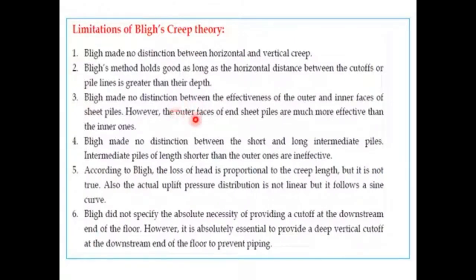But it is found that the outer faces of the end sheet piles are much more effective than the inner ones. He made no distinction between the short and long intermediate piles. Intermediate piles of length shorter than the outer ones are generally ineffective. According to Bligh, the loss of head is proportional to the creep length, but it is not true. The actual uplift pressure distribution is not linear, but it follows a sine curve. And Bligh did not specify the absolute necessity of providing a cutoff at the downstream end of the flow. However, it is absolutely essential to provide a deep vertical cutoff at the downstream end to prevent piping. So these were some of the limitations of Bligh's creep theory.